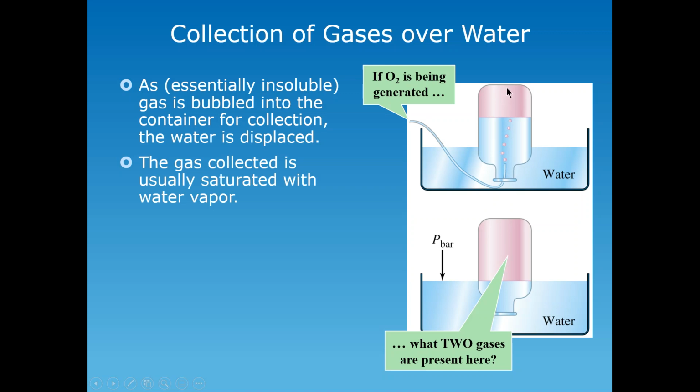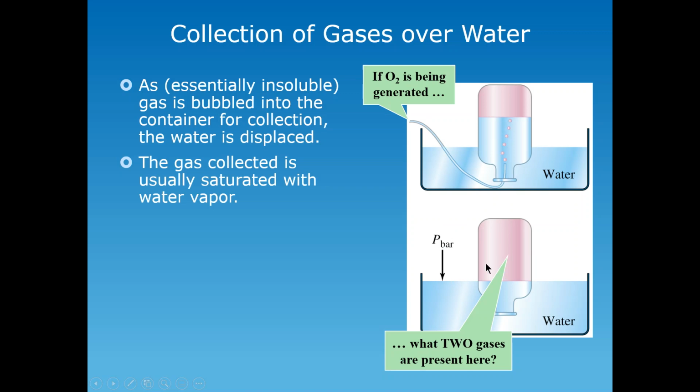That gas exerts pressure, so it forces the water level down, and we continue to collect the gas until the water level inside the jar is the same as the water level outside. The reason we do that is that we want to know what the total pressure is, and that would be equal to the atmospheric pressure acting on the surface of the water, right?